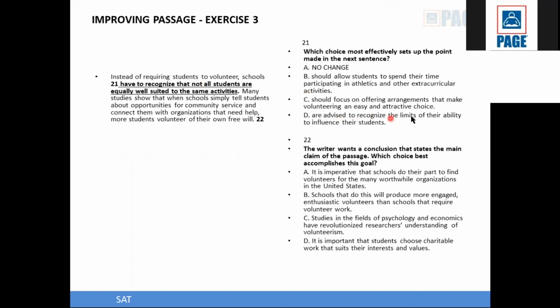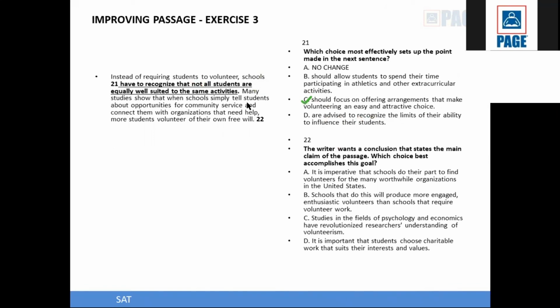D talks about recognizing. See, I do not know whether you're deliberately doing this. We are talking the entire reading passage about volunteering. Here doesn't talk about volunteering. C talks about volunteering. So we need to check whether this sentence is okay or C is okay.